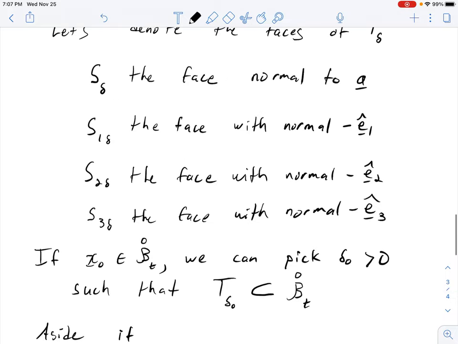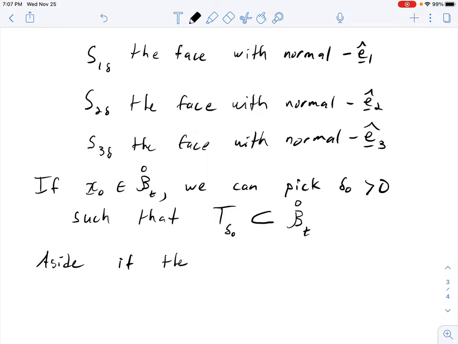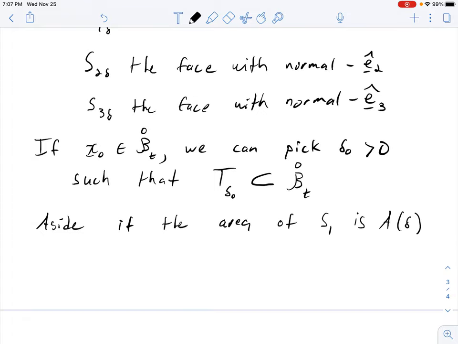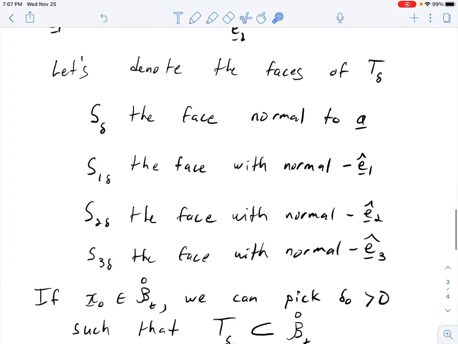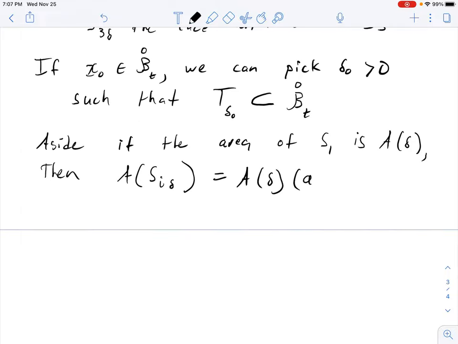if the scalar area of the S1 is A sub delta, or in this case delta naught, then the area of S I delta, so the face in the I direction, is equal to A sub delta, so the area of this face, times A dot E I, the unit vector in that direction, the magnitude of that. This is for the scalar area.